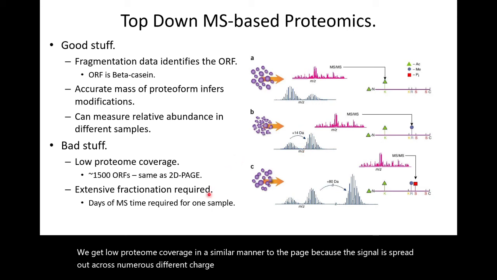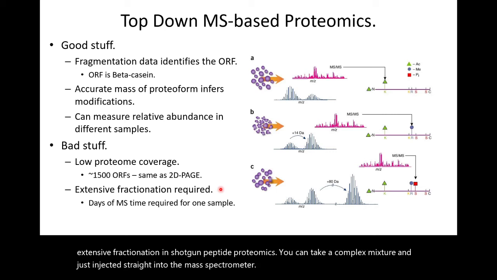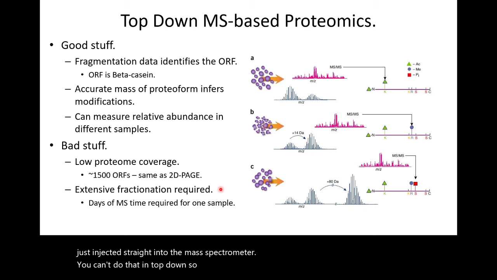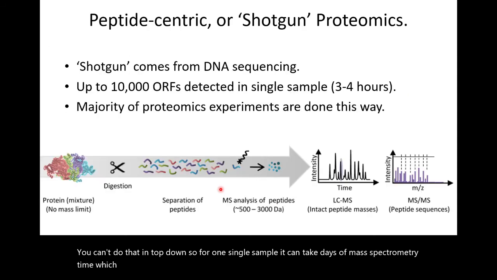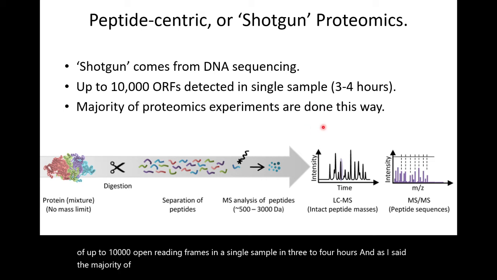And so what typically needs to happen is extensive fractionation. In shotgun peptide proteomics, you can take a complex mixture and just inject it straight into the mass spectrometer. You can't do that in top-down. So for one single sample, it can take days of mass spectrometry time, which is not practical. Whereas with peptide-centric proteomics, we can identify the products of up to 10,000 open reading frames in a single sample in 3 to 4 hours. And as I said, the majority of proteomics projects nowadays are done this way.